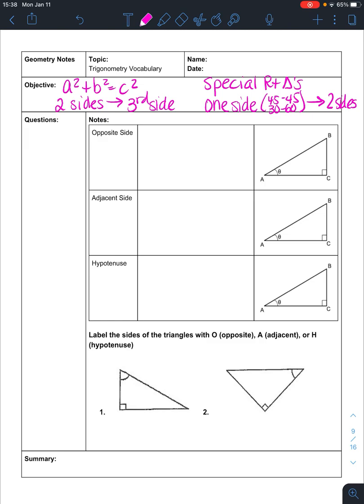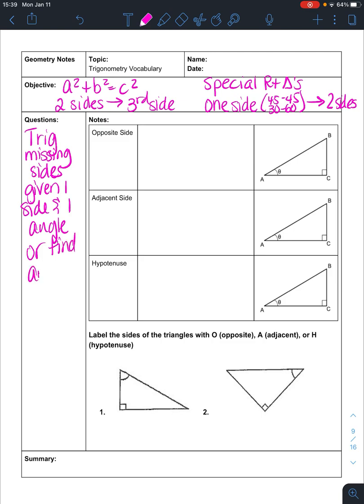And so the point that we're about to go into, we're going to start studying trigonometry. And what trig enables us to do is find missing sides or angles. So we can find missing sides given one side and one angle, or we can find an angle given two sides. So this is the first opportunity that we've had to find angles.